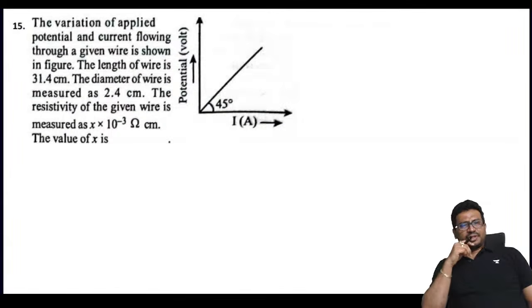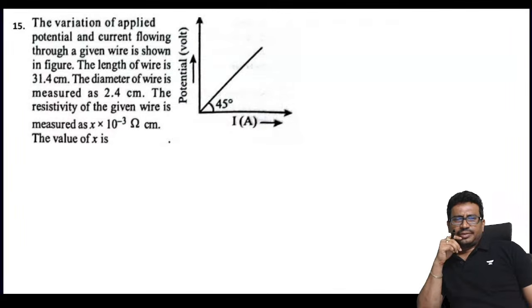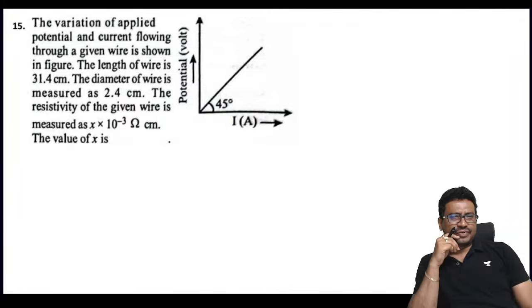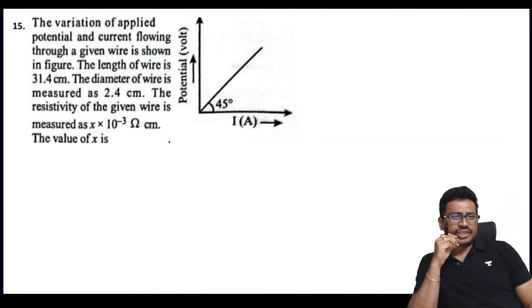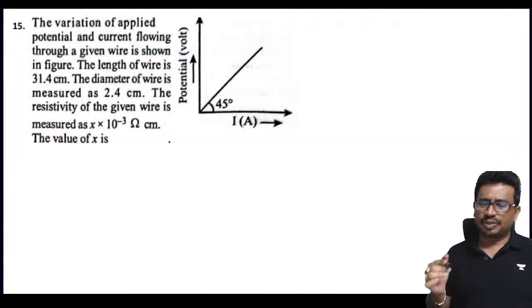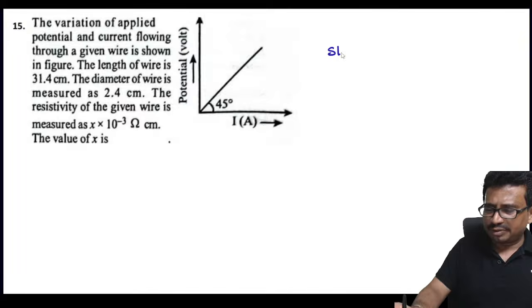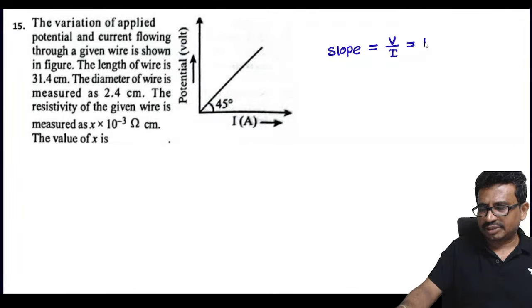Next. The variation of applied potential and current flowing through a given wire is shown in the figure. The length of the wire is 31.4 centimeters. Diameter of the wire is given. The resistivity of the wire is to be found. You can see potential, voltage, and current are given. What is the slope of this line? Slope means voltage by current only, and that is nothing but resistance.